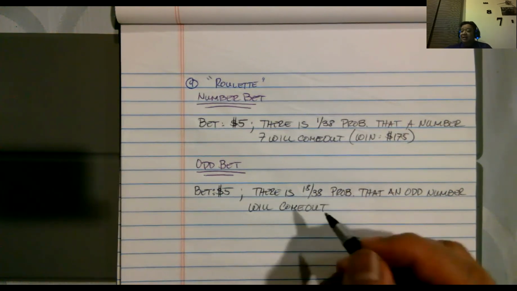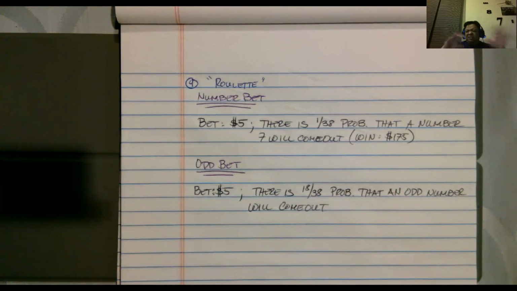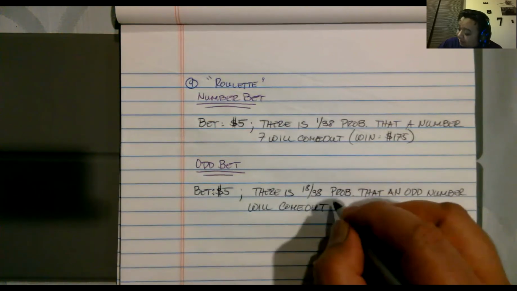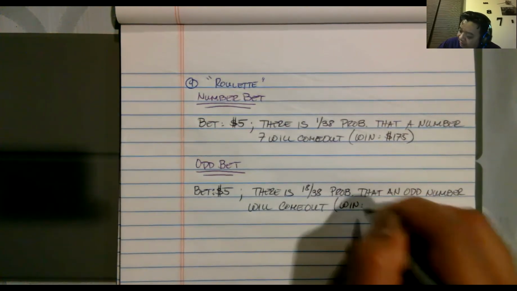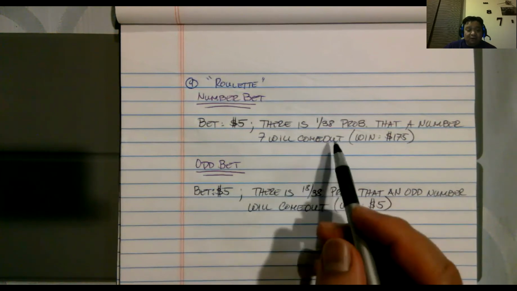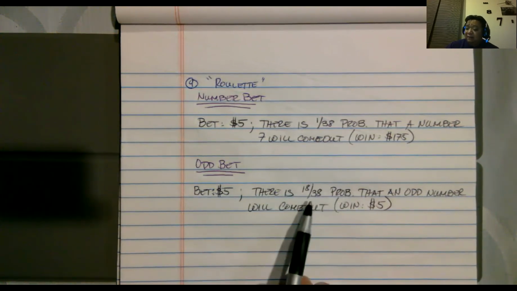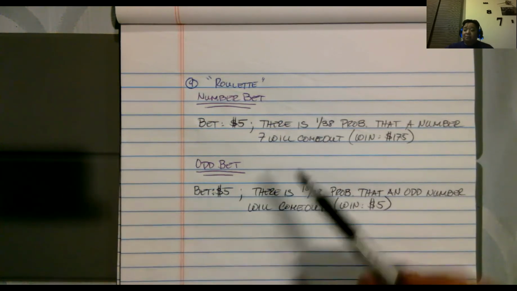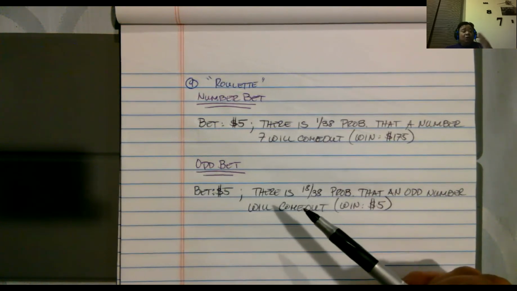Now the reason it's only 18 and not exactly half, there's a couple of zeros on there. There's a 0 and there's a double zero, and so that's why it's less than half. Okay, but when this happens, you only win $5. Now I'm gonna give you some time, and I want you to create a probability distribution for each one of these. You can leave your probability in fraction form because there's only two outcomes. In both cases, there's only two outcomes: you either win something or you lose something.